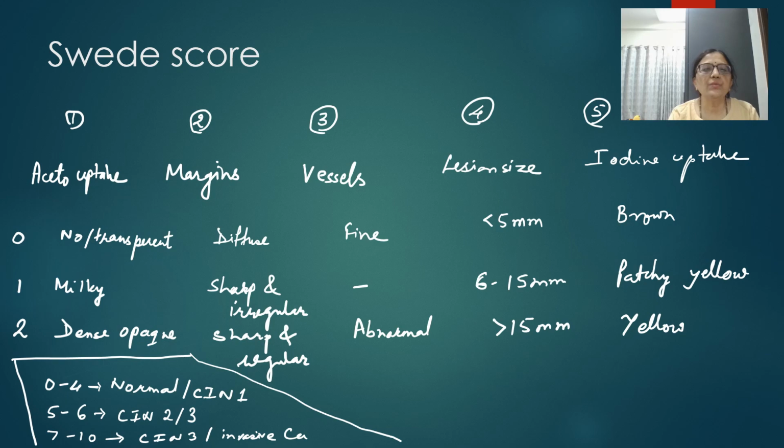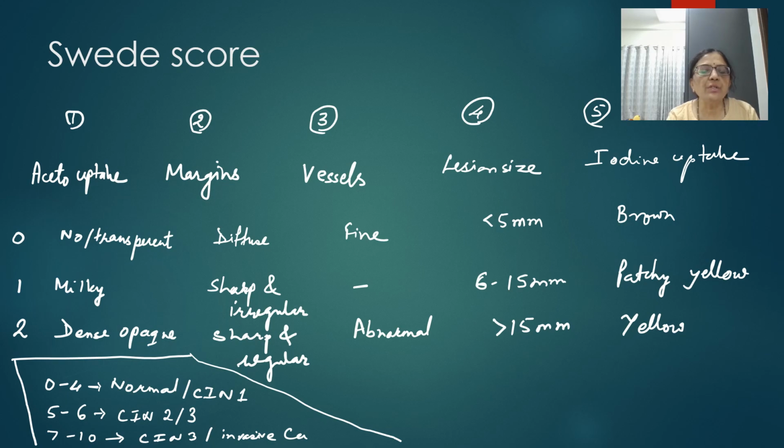Then we go for Swedish score, and if you are postgraduate students and are asked, it should be at the tip of your tongue. What 5 features are included in the scoring of the colposcopy? Swedish score. 5 features are: first is aceto uptake. How was the acetowhite area? Whether there was no uptake or it was transparent, whether it was milky or dense opaque. Accordingly, we give the score.